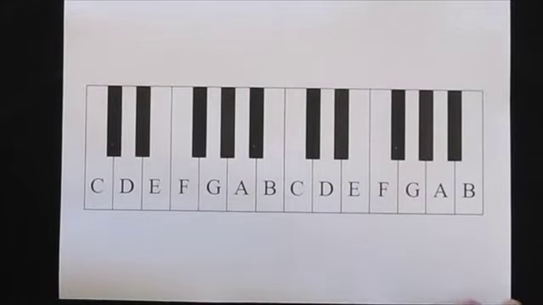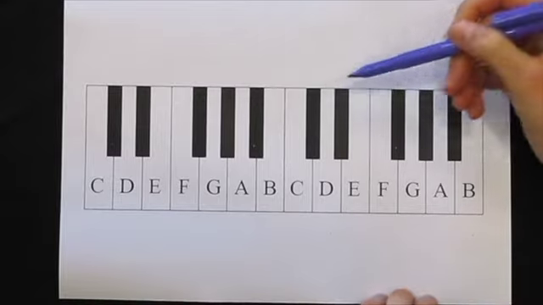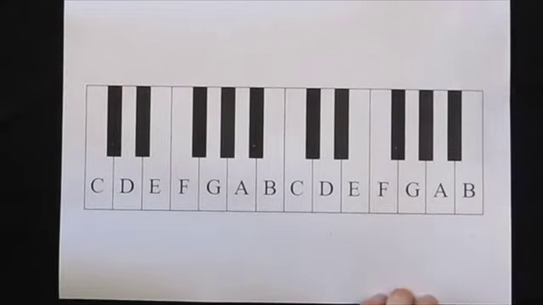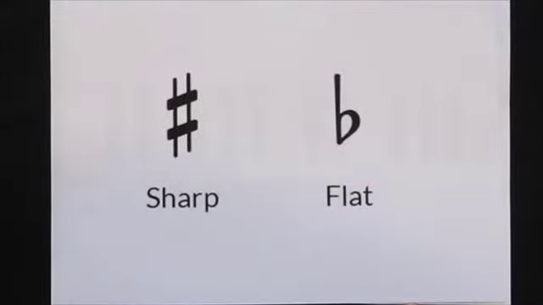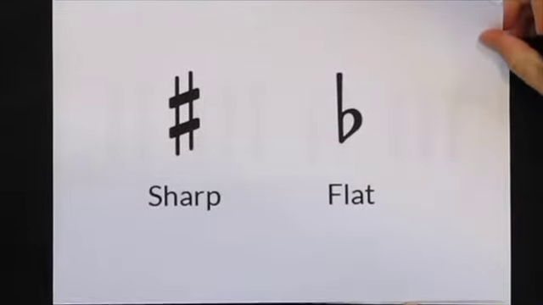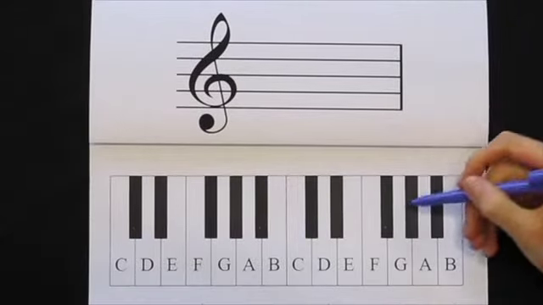So now that we understand that a semitone is the smallest interval we can have between two notes, let's learn how we can give names to the notes that fall between the white keys of a keyboard. To do this, we use special symbols: a sharp or a flat. These symbols are called accidentals.